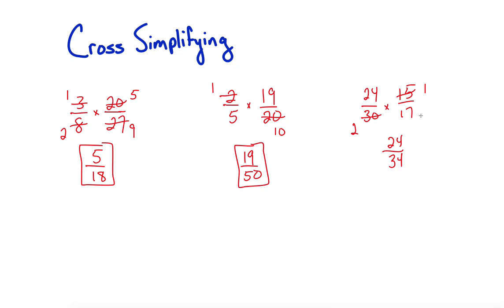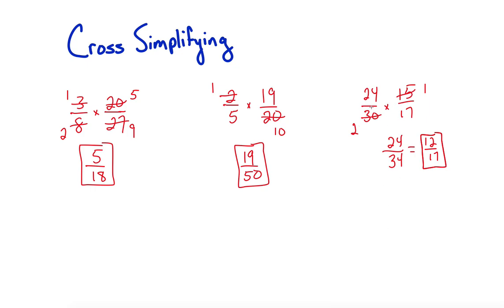Now the difference here is that I could still reduce this. Hopefully you recognize that both of these are even numbers, so 2 will divide evenly into both of them. So 24 divided by 2 is 12, and 34 divided by 2 is 17. So my answer is 12/17. Now why the difference with this one? If you recognize here that even after I cross-simplified, I was left with this.